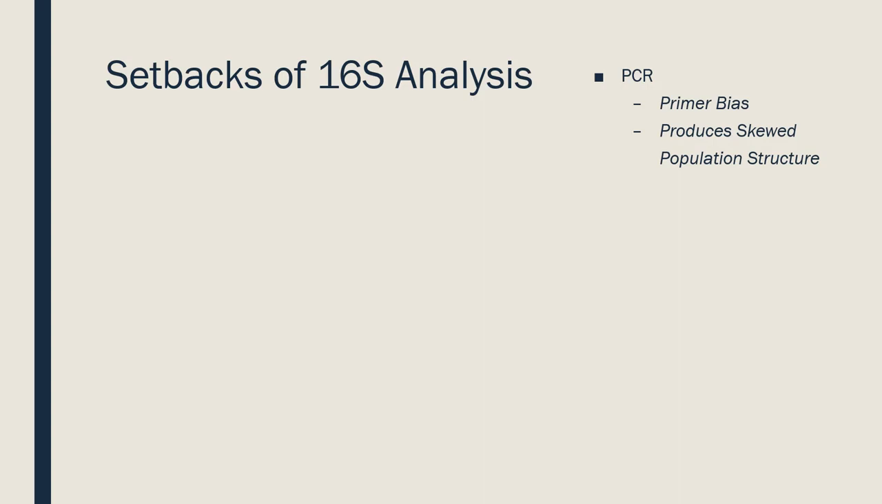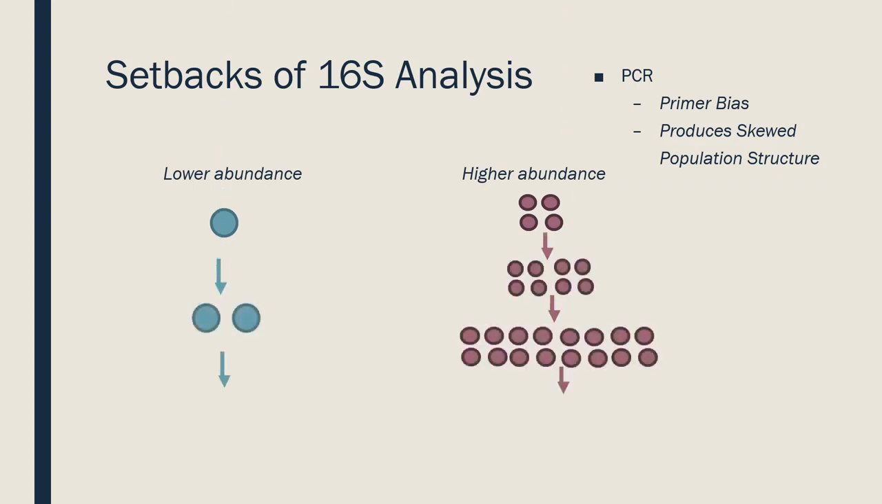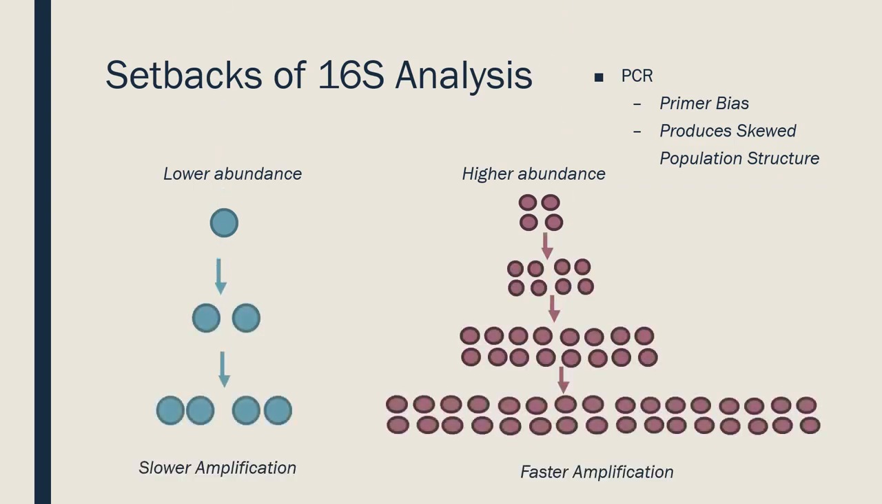PCR has proven to be a problematic process, as primer bias can occur, selectively amplifying some sequences more than others, resulting in skewed population distributions. Amplification also occurs more slowly on lower abundance taxa than on higher abundance taxa. Thus, PCR will inherently provide a misrepresentation of the population distribution, overrepresenting taxa originally present at high abundance levels, while underrepresenting taxa originally present at lower abundance levels.